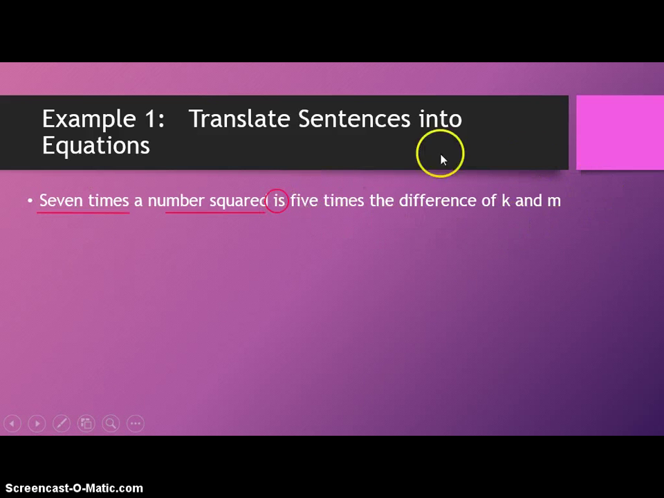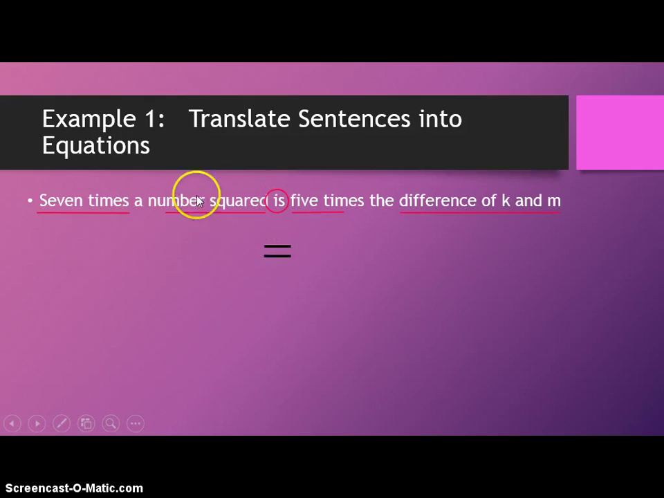On the other side of the equation, 5 times the difference of k and m. The way it's written, the difference of k and m is going to happen in parentheses. I'm going to find this difference, and then I'm going to multiply it by 5. So I have k minus m, I'm going to put it in parentheses, and then I'm going to multiply that number by 5. So there's our equal sign.